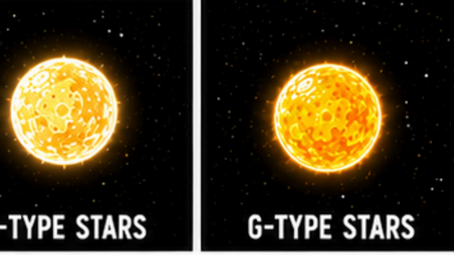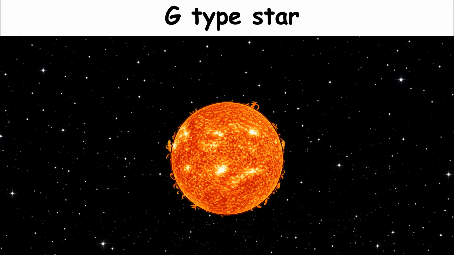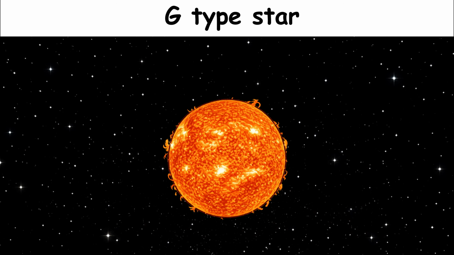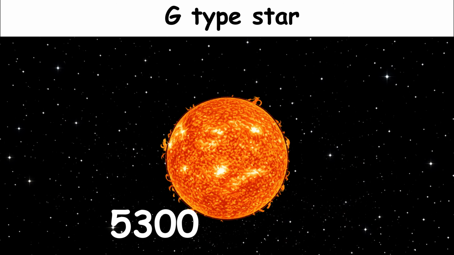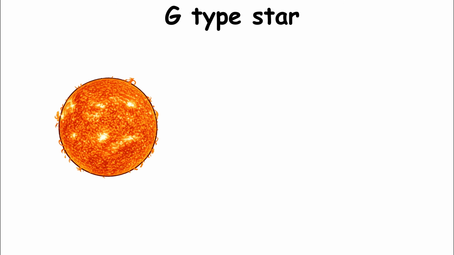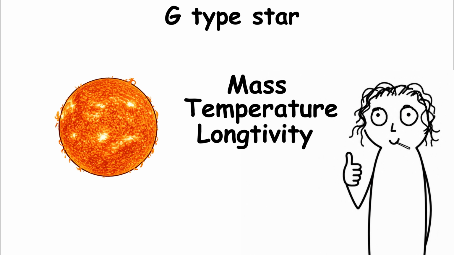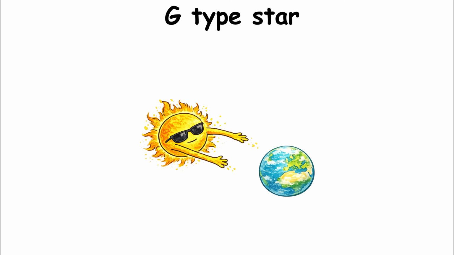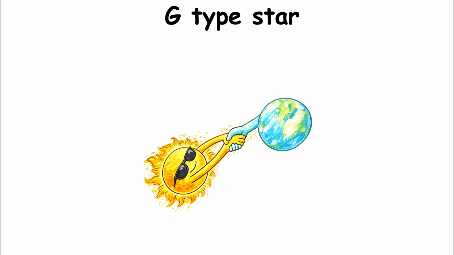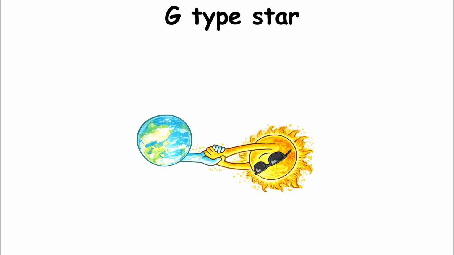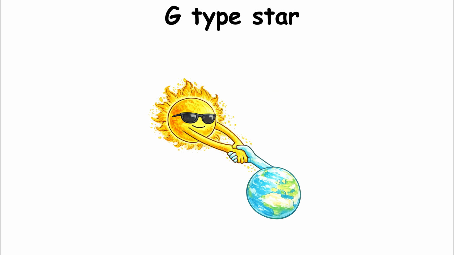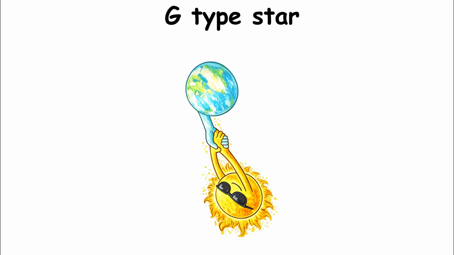G-type stars. G-type stars are yellow stars, generally ranging between 5,300 and 6,000 Kelvin. These stars represent an ideal balance of mass, temperature, and longevity, and are considered excellent hosts for planetary systems due to their long-term stability. The Sun is the most famous example of a G-type main sequence star.